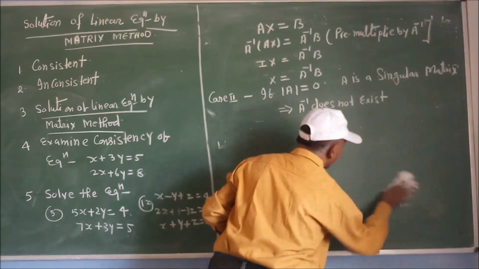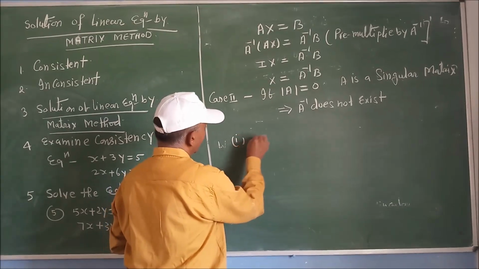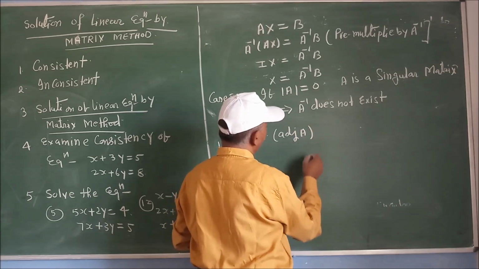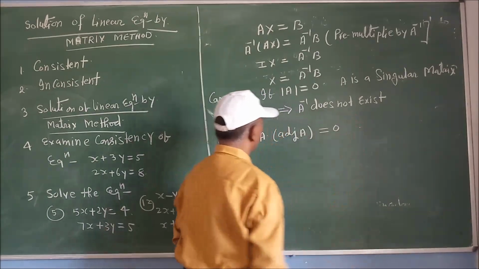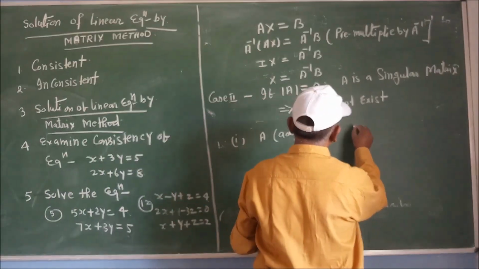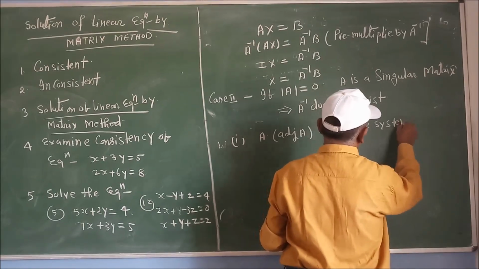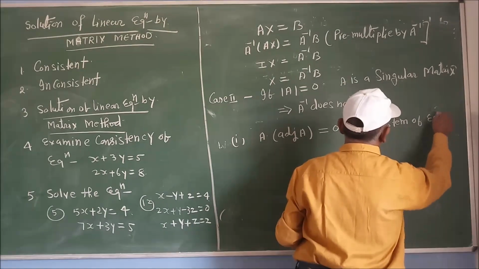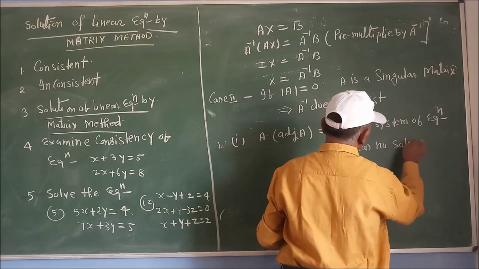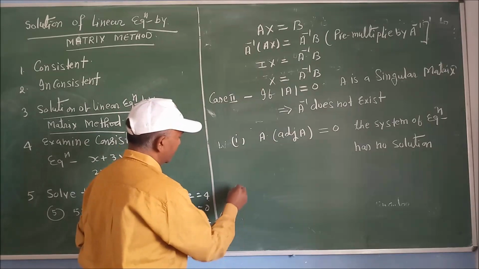Then for this case, there are also two sub cases. Case first, we calculate A into adjoint A. This may be equal to 0, or this may not be equal to 0. If this is equal to 0, we can say the system of equations has no solution. So we cannot calculate the value of x and y.